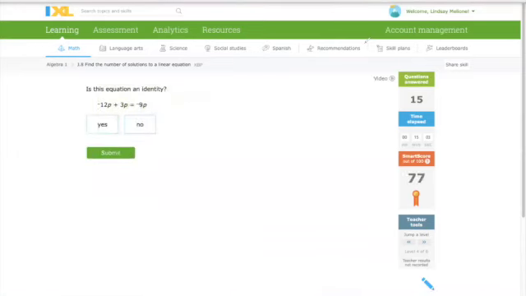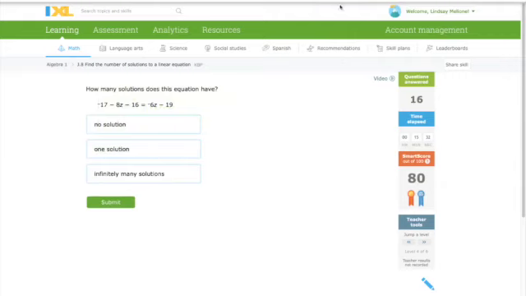Is it an identity? Meaning, will we have infinitely many solutions? On the left side, when I simplify this, I get -9p because -12 plus 3 is -9. And on the right side, I have -9p. So because it's exactly the same on the left and on the right, yes, this is an identity. It's infinitely many solutions.